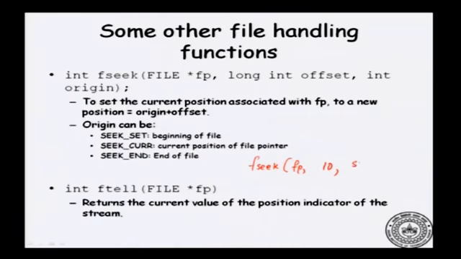What I can say is SEEK_SET. If I do this, what will happen is that it will start from the beginning. SEEK_SET is the beginning of the file. So, it will add 10 bytes from the beginning of the file, and it will start from there. So, if I know that I want to read from the 10th byte, then I can say start from the beginning of the file, SEEK_SET says origin is the beginning of the file, plus 10 bytes. So, this is 10 bytes from the beginning.